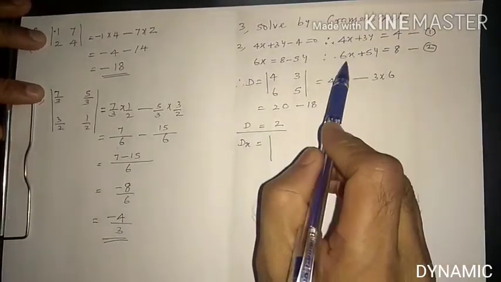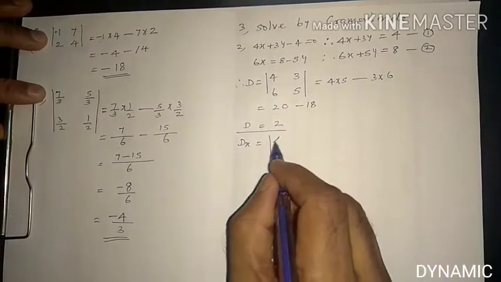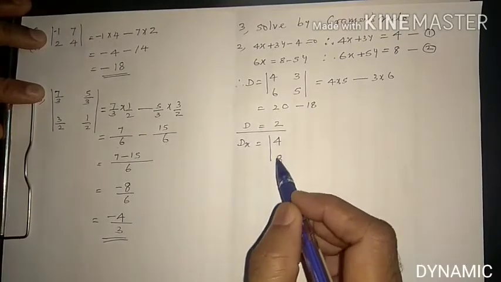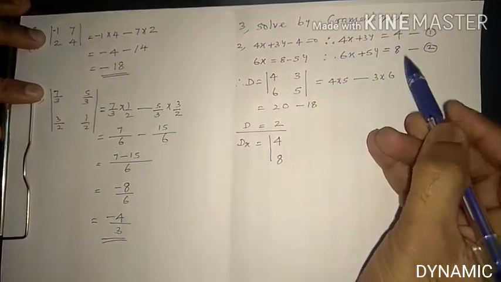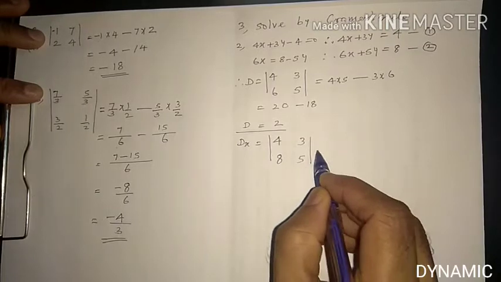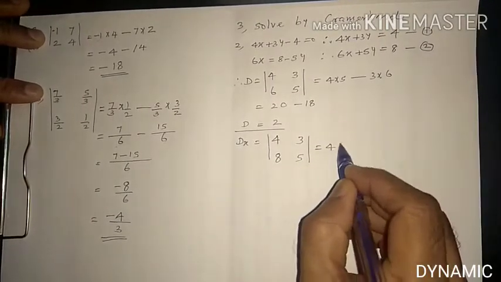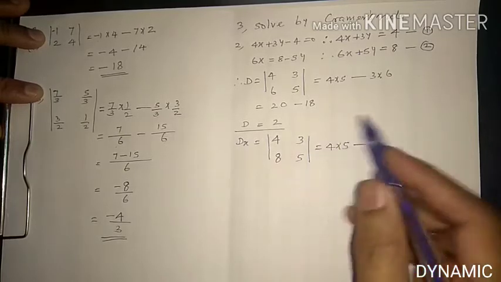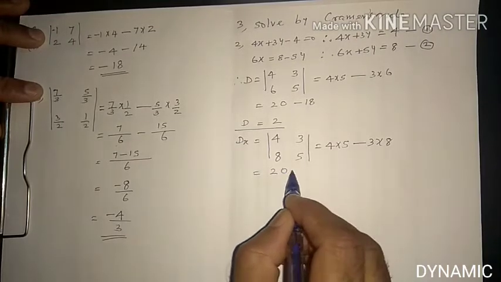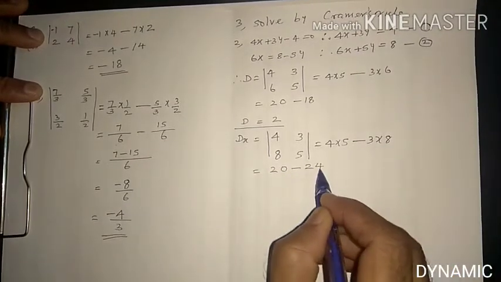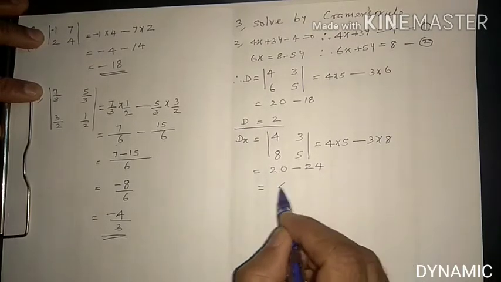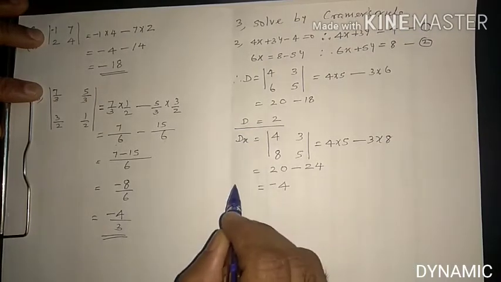In the place of x coefficients, we have to keep right hand side constants. So the 4 and this 8 are first column elements. Now y coefficients 3 and 5 as it is. Its expansion 4 into 5 minus 3 into 8. 4 5s are 20 minus 3 8s are 24. Answer is 20 minus 24, so greater number 24, sign minus. This is dx.